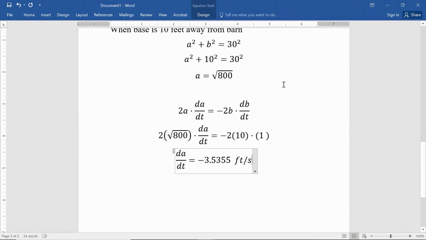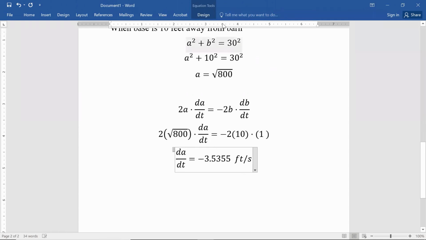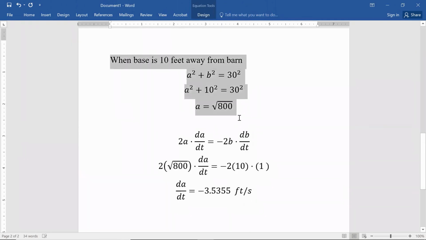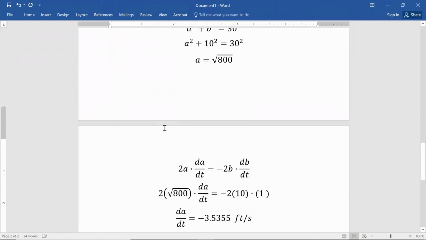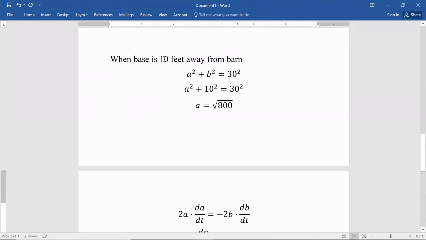The next one is when the base is 20 feet from the barn. Because that's so similar, I'm just going to copy and paste my work from above and change the 10 to a 20. I find the distance along the barn: 30 squared minus 20 squared is 500. So A squared is 500. A would therefore be the square root of 500.